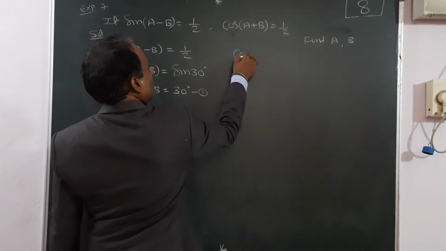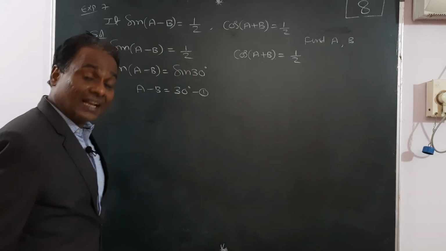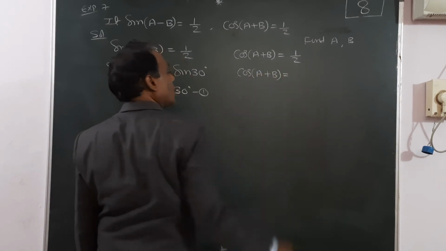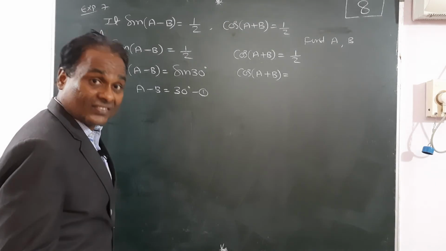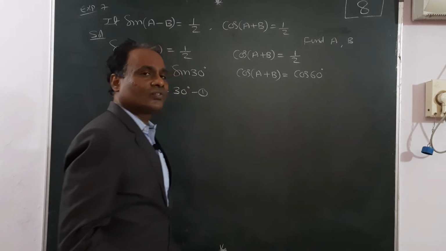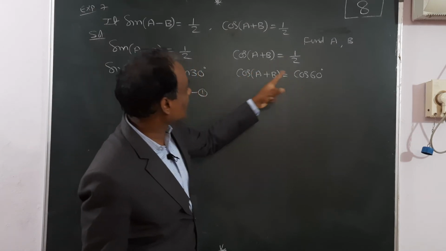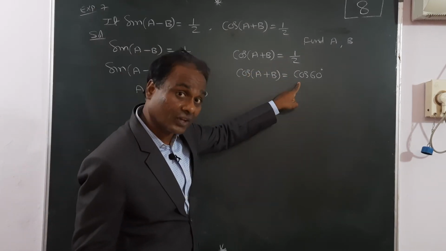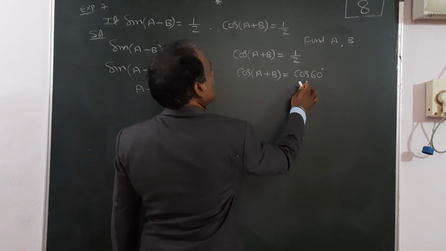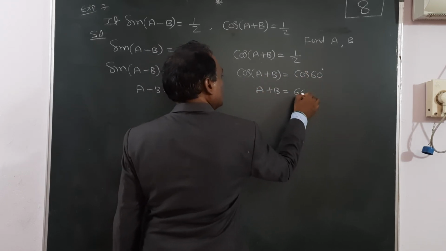Same way, cos(A plus B) is given as 1 by 2. So when will cos become 1 by 2? Cos will become 1 by 2 for 60 degrees. See, what is cos 60? Cos 60 is 1 by 2. Why am I writing cos here? Above, for 1 by 2 I wrote sine. Here I am writing cos because the left side is cos, so the right side should also be cos. Left side sine means right side should also be sine. So 1 by 2 can be written as cos 60. Cos same, so A plus B should equal 60. Second equation.